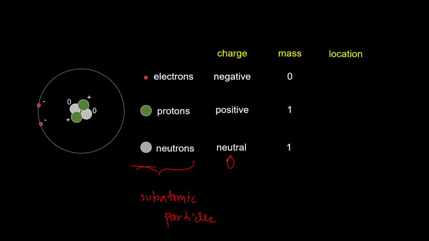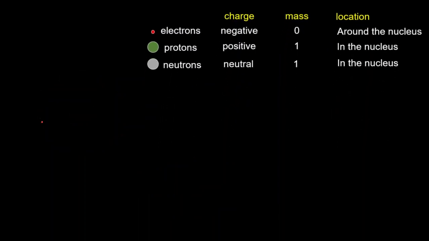And in terms of their location, as you see on this picture, on this model, these green circles are protons and these gray circles are neutrons. The protons and the neutrons are in the center of this atom. We call this center the nucleus. So the protons are in the nucleus and the neutrons are also in the nucleus. And the electrons are around the nucleus.